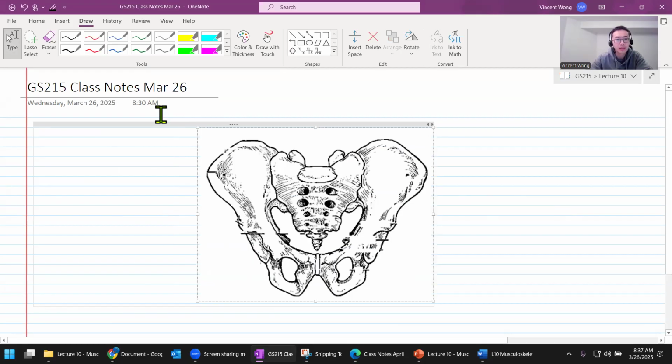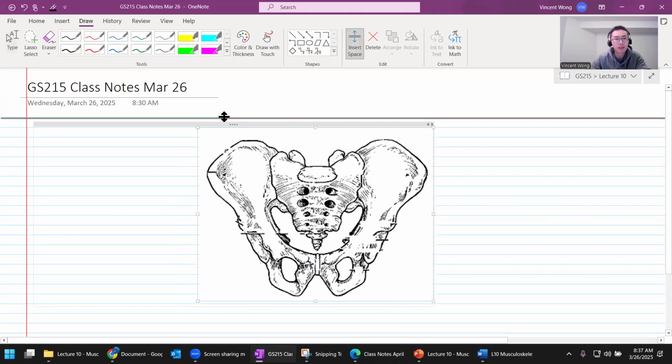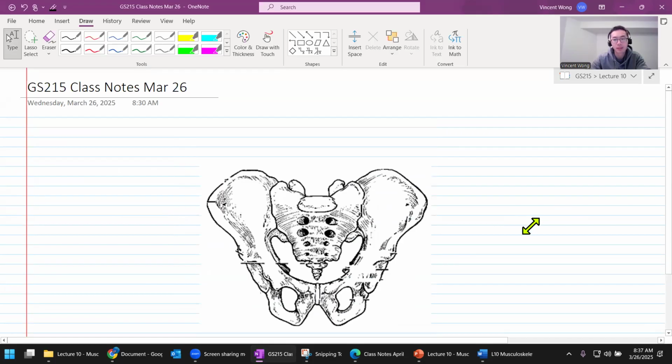Let me see how this works. I just want to pull it down a little bit. Is it gonna let me do that? Oh, there we go. Okay, so this is the pelvic girdle.